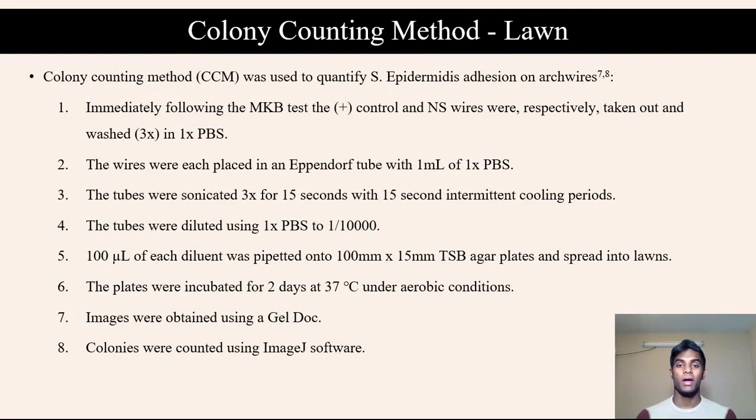Following a modified Kirby-Bauer test, these wires were removed and washed, and then sonicated in PBS to remove any bacteria that were adhering onto the wires. These bacteria were then diluted and plated onto agar to count the number of colonies that formed from the bacteria. This provides us a method to quantify the number of bacteria on the wires, and it allows us to analyze the antibacterial efficacy of these wires.